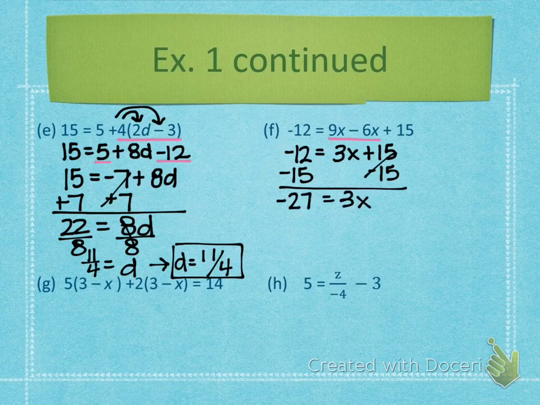And then finish this off, Gage. Divide by 3. X equals negative 9. Again, make sure that the x is first. Good job. All right, let's look at letter G. Letter G. What are we going to do first, Esther, on letter G?